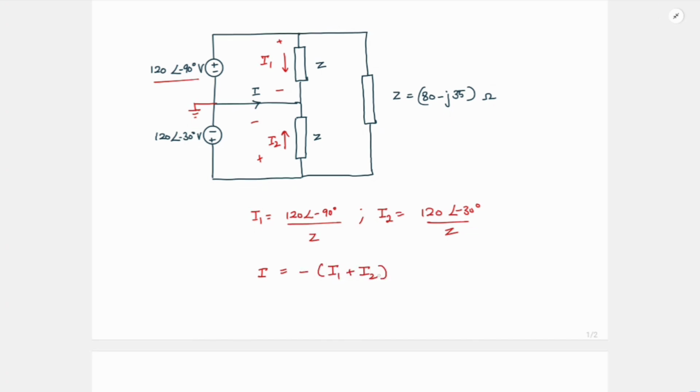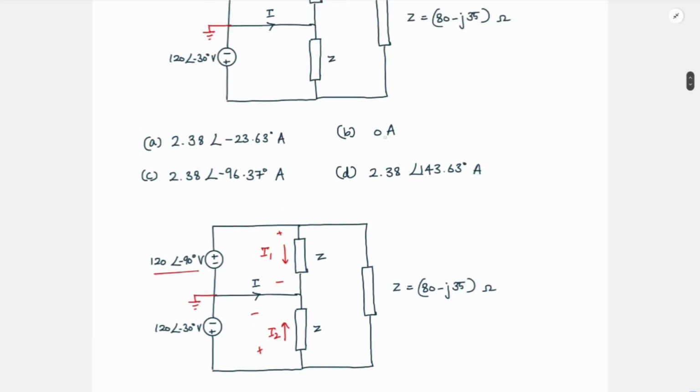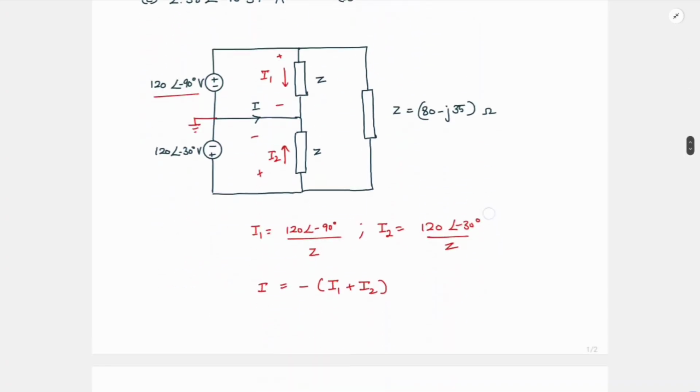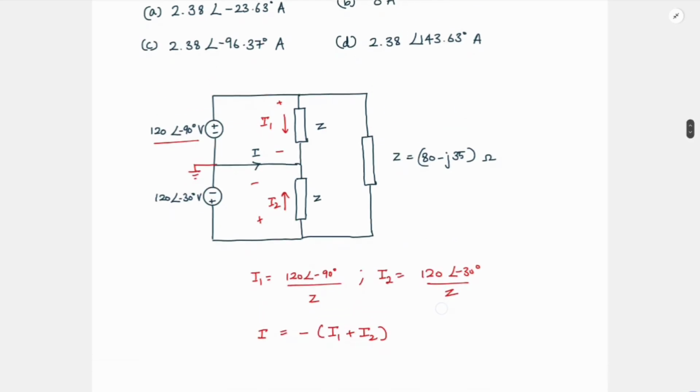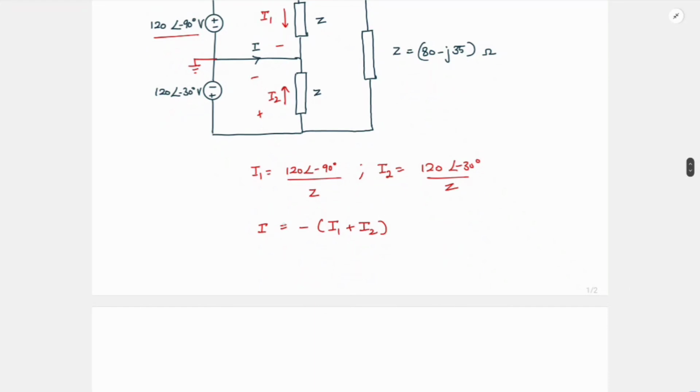So if I1 was equal to minus I2, then we could have said that the magnitude is 0 ampere. But here if you see they are not related by minus 1. So the amplitude is not 0. So amplitude should be 2.38. We only need to find the angle. So now we have to add two quantities. Now they are given in polar form, right? I1 and I2 are in polar form.